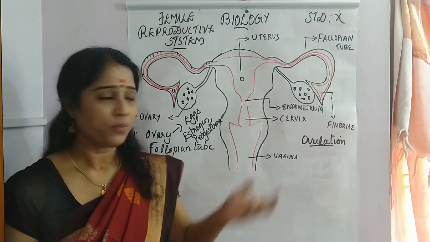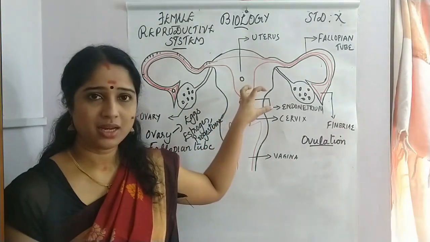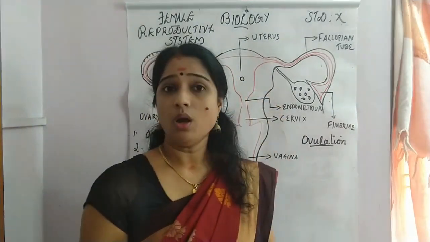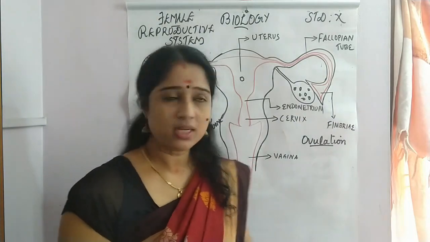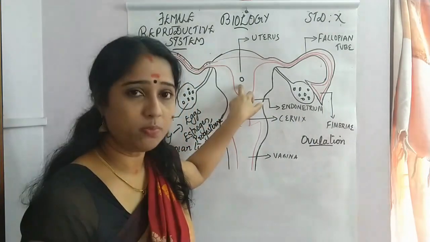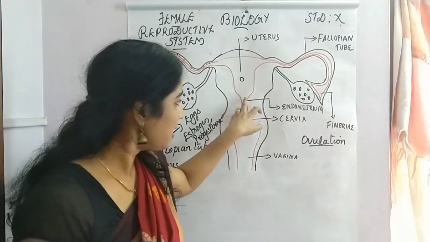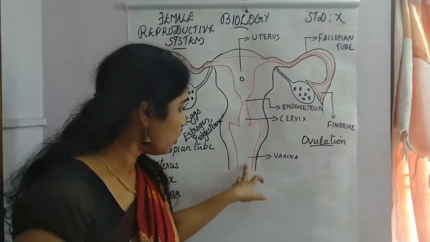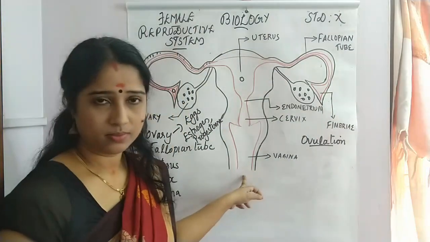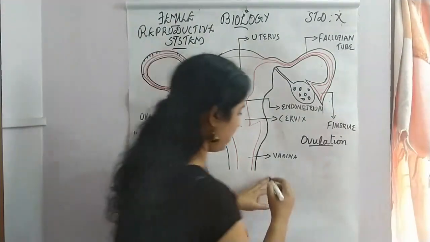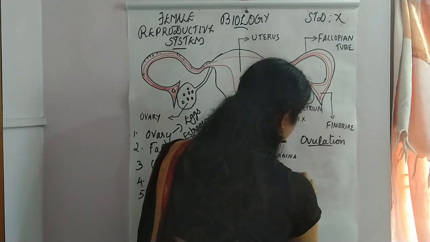So what happens is all the blood vessels get broken down, or burst. Along with that, the egg also bursts. And all these blood vessels and the egg come out through the cervix and go out through the vagina. That is what is known as menstruation.